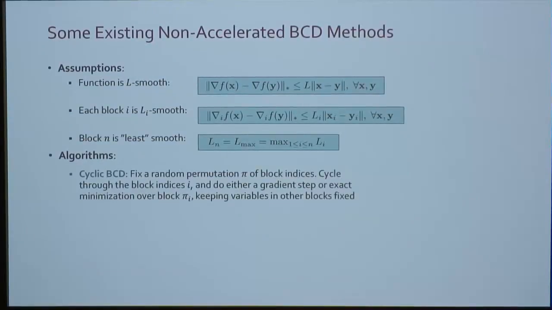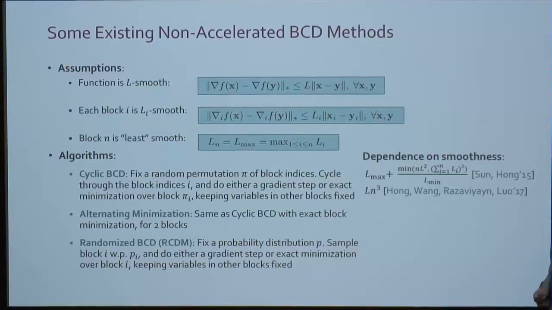So, standard algorithms, you have probably seen some of them. Cyclic block coordinate descent fixes a random permutation and goes through each block and either does an exact minimization or a gradient step. There's alternating minimization, which is the same thing just when you have two blocks, but with exact minimization. And there is a randomized block coordinate descent. You fix some probability distribution. Each iteration, you sample one block, and you do a step, either a gradient step or exact minimization.